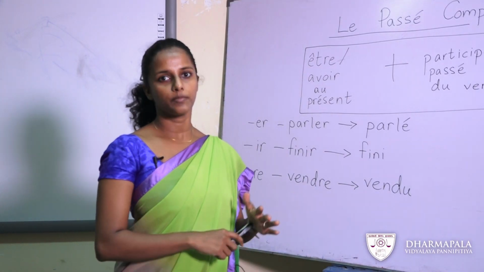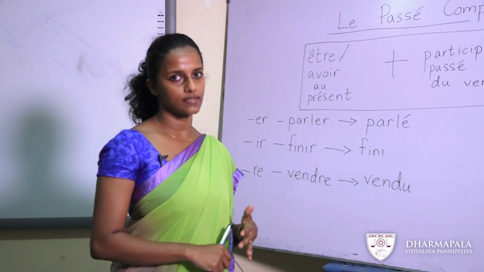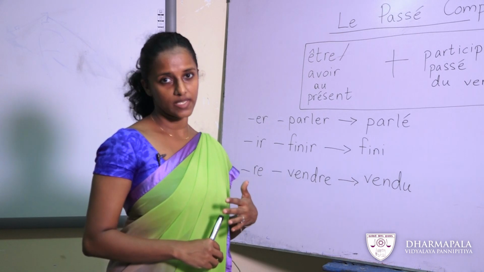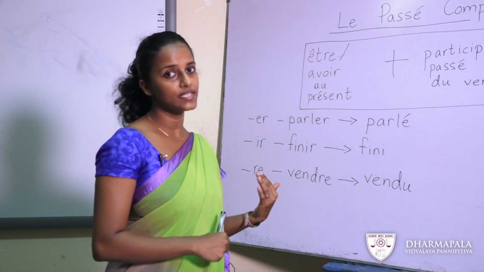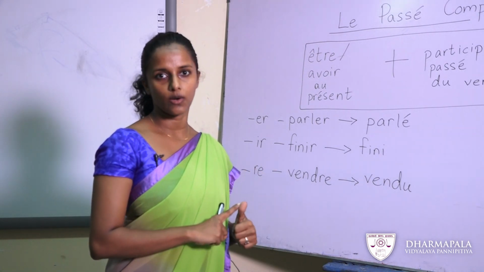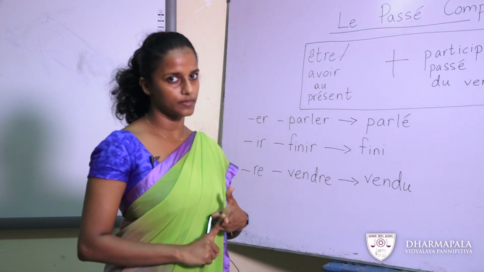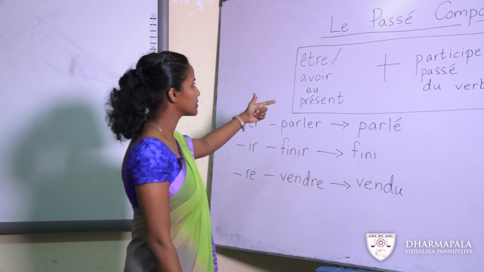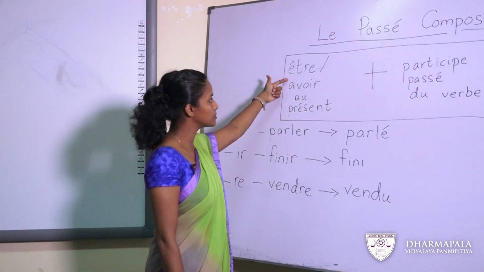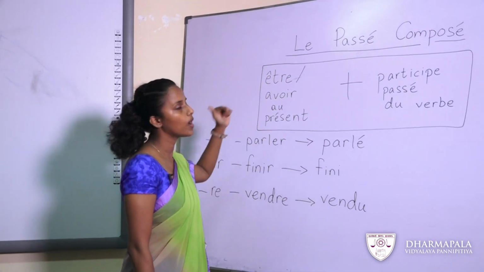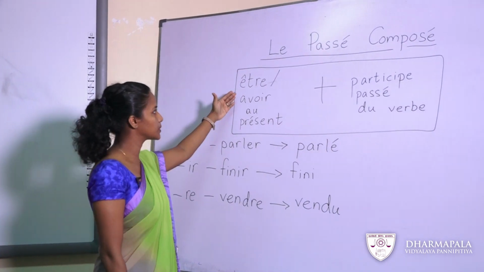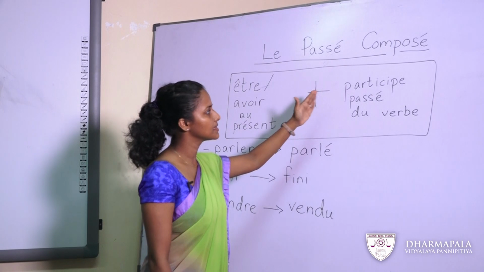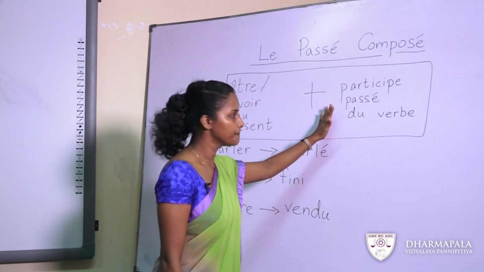Le passé composé is the past tense in the French language. To form the passé composé, there should be two verbs: an auxiliary and the past participle of the verb. The auxiliary should be être or avoir, conjugated in the present tense, plus the past participle of the verb.